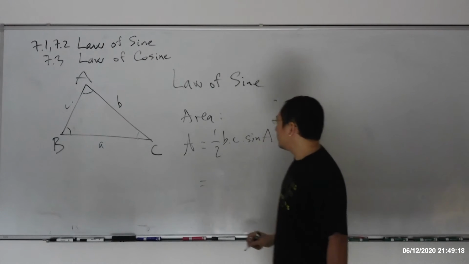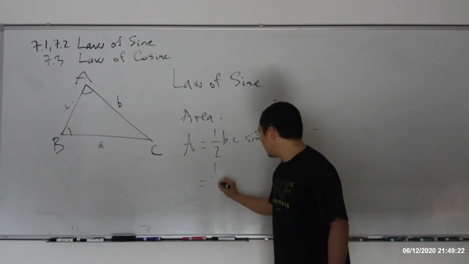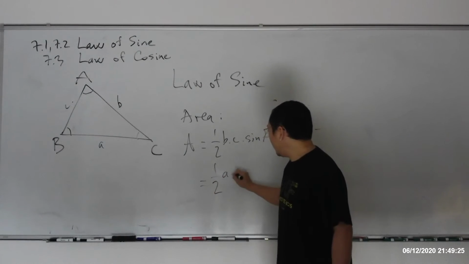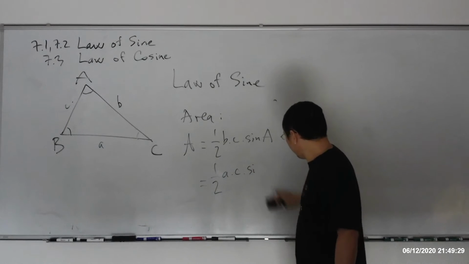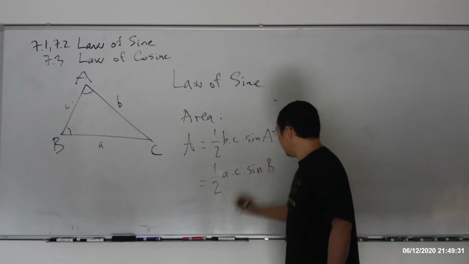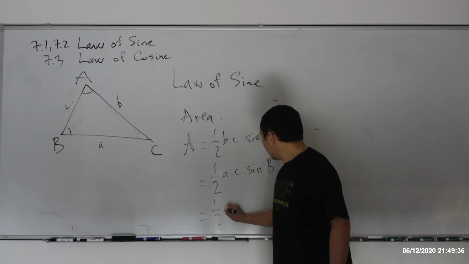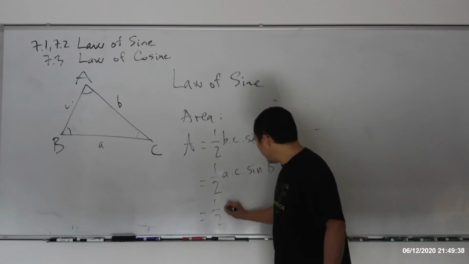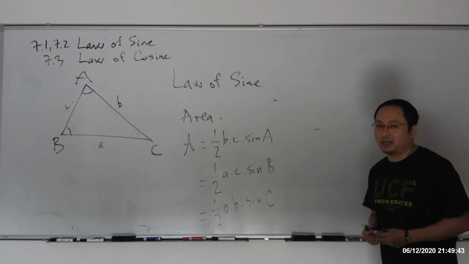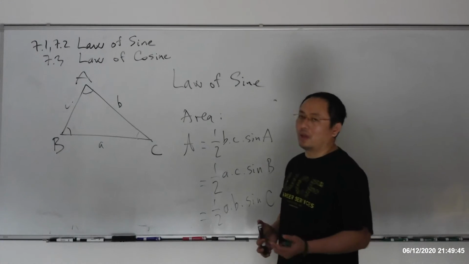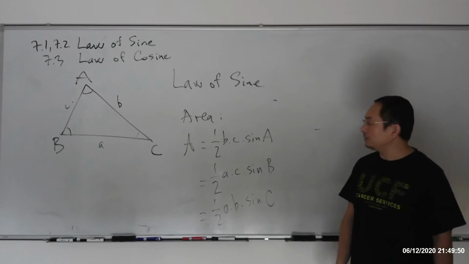Of course, similarly, if you know the other two sides and the angle between, it's 1/2 of A times C times sine of B. It's also equal to 1/2 of A times B times sine of C. Okay? Anytime that you know two sides, two lengths, and the angle in between, you'll be able to calculate the area of the triangle. Okay?